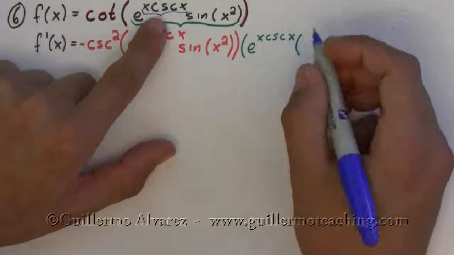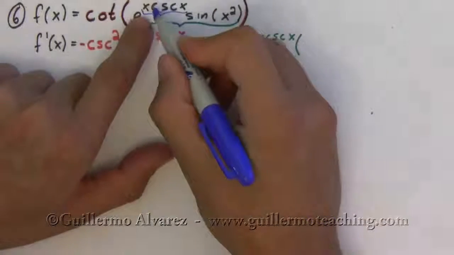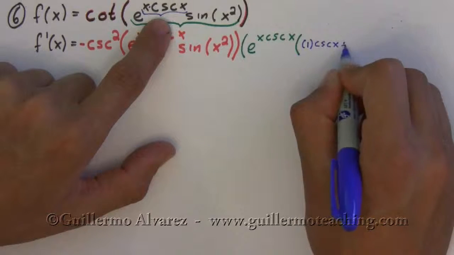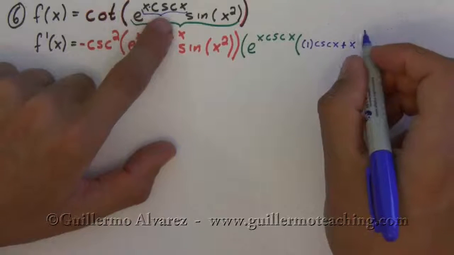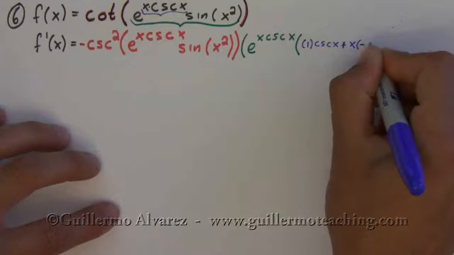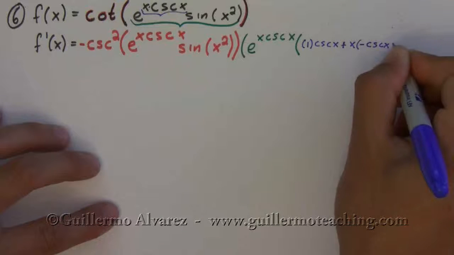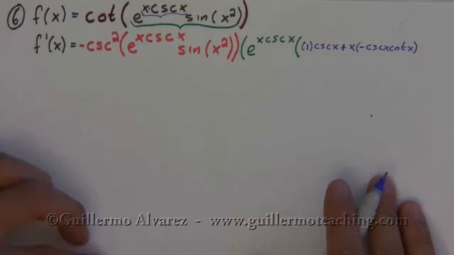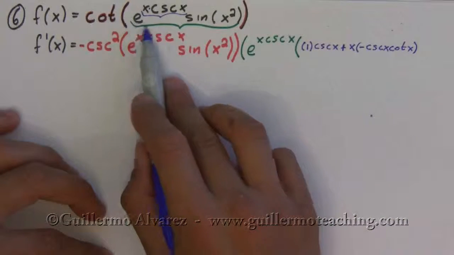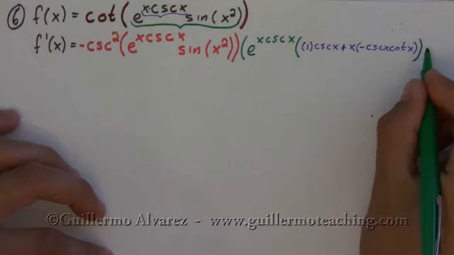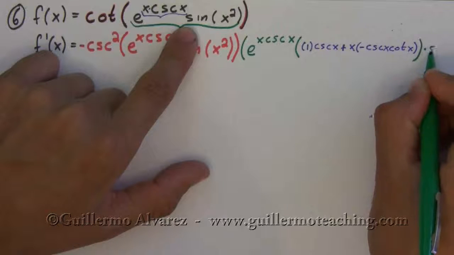So the derivative of this one, using the product rule, would be the derivative of the first, which is x, so that's 1, times the second, leaving it alone, plus the first times the derivative of the second. And remember that the derivative of cosecant x is negative cosecant x cotangent x. Okay, now that's just the derivative of this first part of the product rule, the green one. And then you multiply that times the second, leaving it alone.